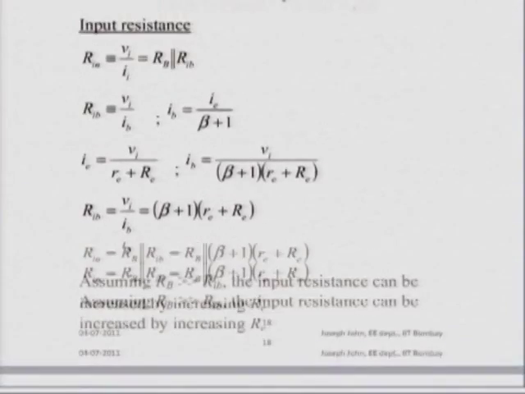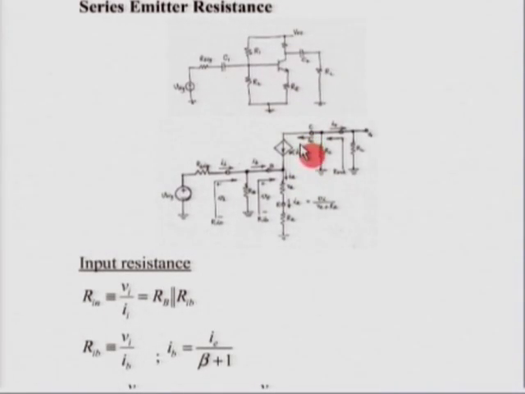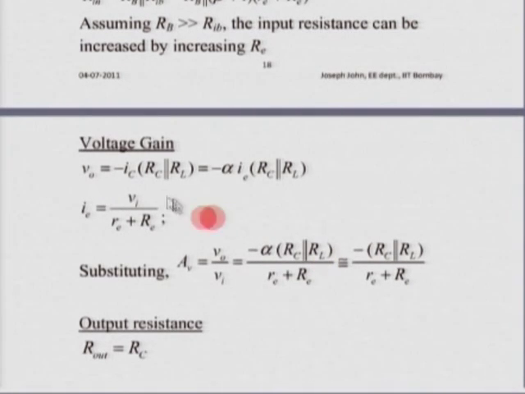Now, in our analysis here, we have removed small r naught, which was modeling the early effect, for simplicity, and we said last time also that r naught is very high for a discrete amplifier. So, if you do that, then V out is equal to minus IC times RC parallel RL, and IC would be nothing but alpha times IE, and we know that IE is equal to VI by (small re plus capital RE). Therefore, AV, the voltage gain with load, we can write as V out by VI equal to minus alpha times RC parallel RL divided by (small re plus capital RE).